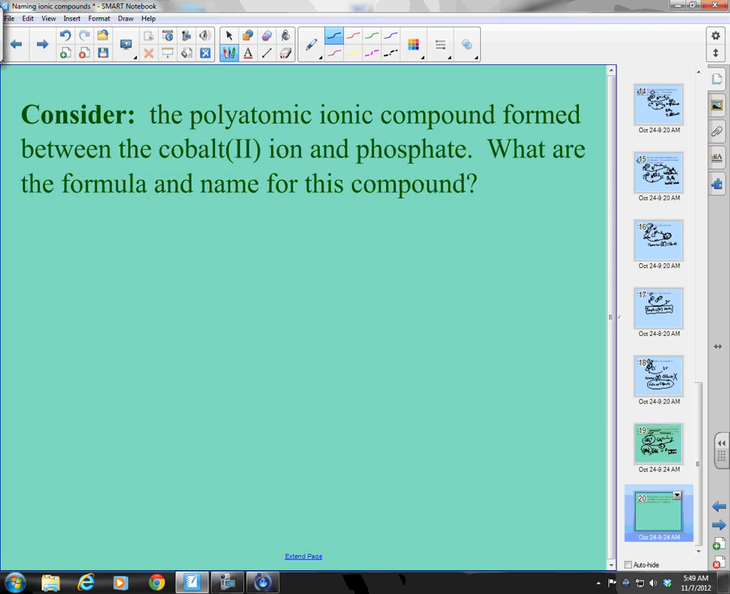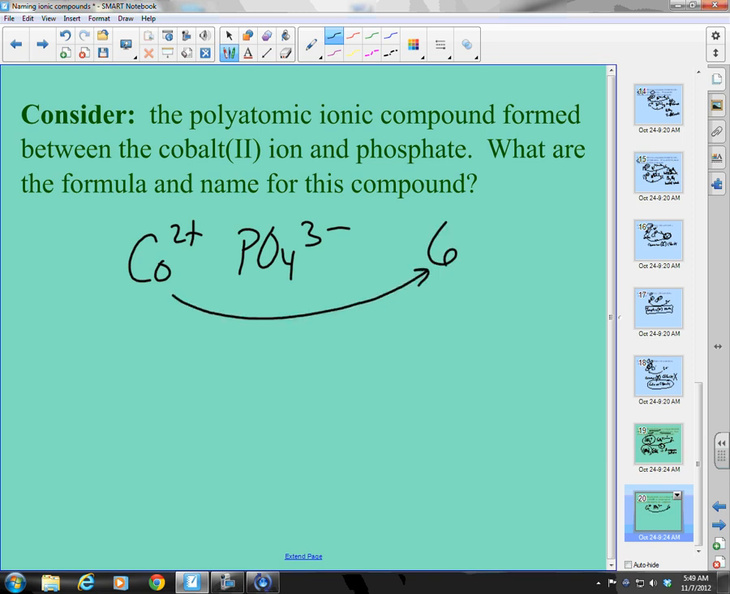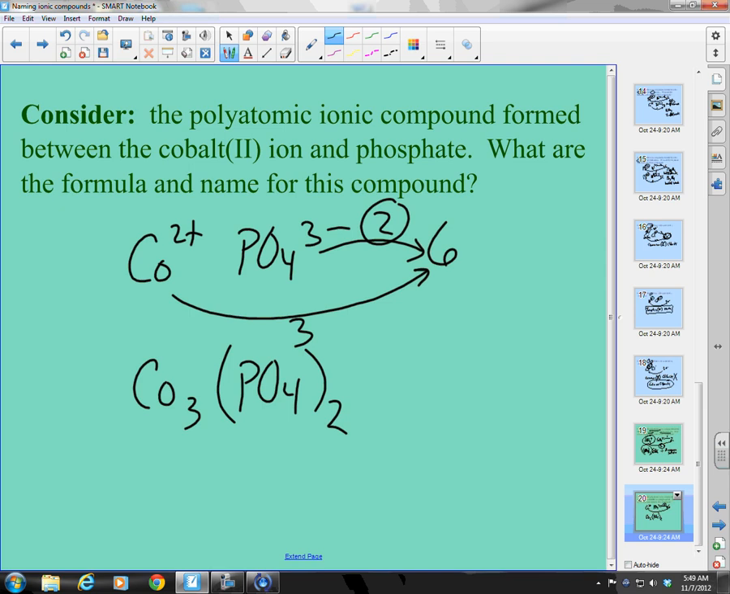You guys give this one a try, and then we're done. All right. Cobalt 2 and phosphate PO4 3 minus. What's my least common multiple? Looks like 6. How many cobalts do I need to get to 6? How about 3? How many phosphates do I need to reach 6? 2. So that means I need Co3, phosphate, PO4. I need 2 of those, so I'm going to put that in parentheses. Got it. And what do we call this?